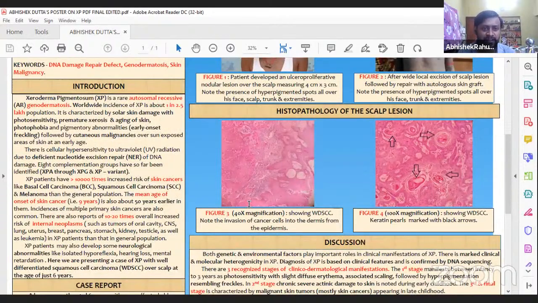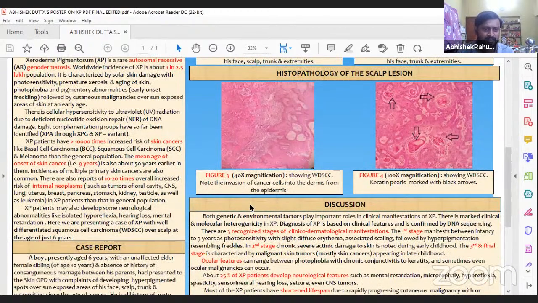Xeroderma pigmentosum is a rare autosomal recessive xerodermatosis, worldwide incidence of which is 1 in 2.5 lakh population. It is characterized by solar skin damage with photosensitivity, premature xerosis and aging of skin, photophobia, early onset freckling, followed by cutaneous malignancies over sun-exposed areas of skin at an early age. There is cellular hypersensitivity to ultraviolet radiation due to deficient nucleotide excision repair of DNA damage. 8 complementation groups have so far been identified, XPA through XPG and XP variant. These patients have more than 10,000 times increased risk of skin cancers like basal cell carcinoma, squamous cell carcinoma, melanoma.